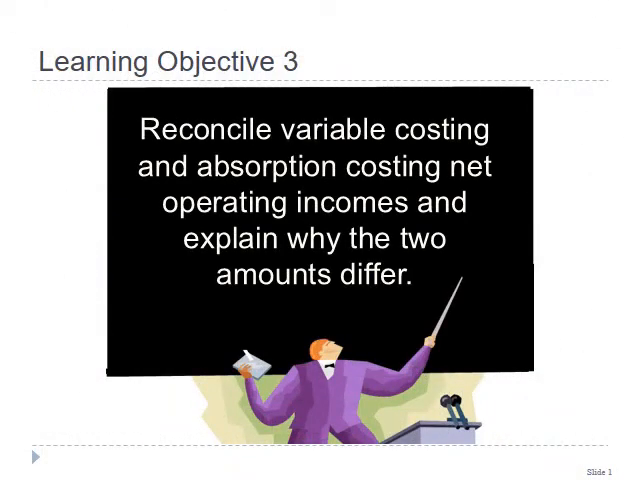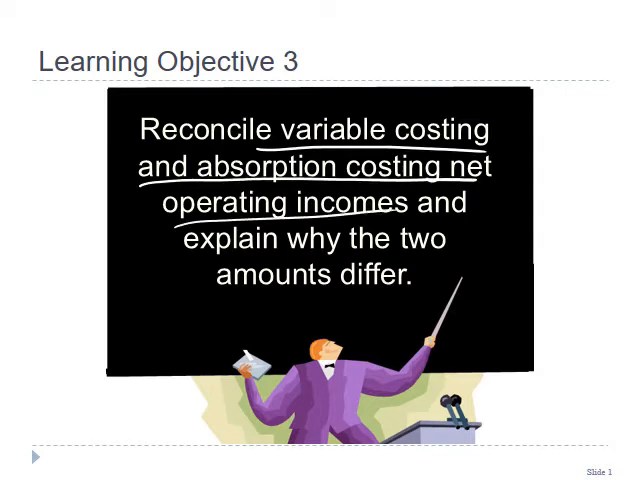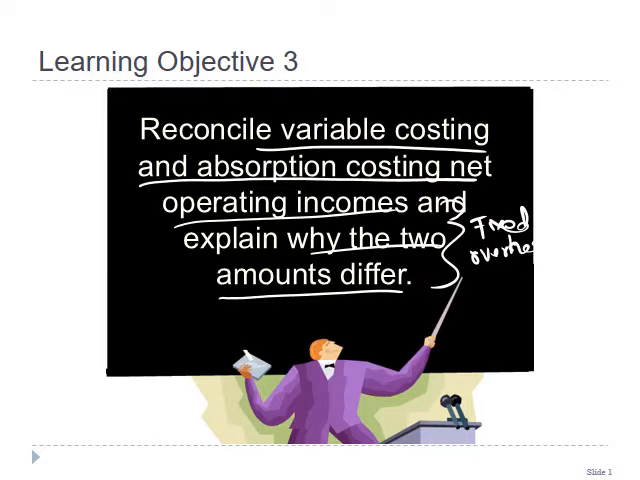So here comes the reconciliation part. Reconcile variable costing and absorption costing net operating incomes, and explain why the two amounts differ. Well, a little taste we just had in our previous slide: it is mostly because of fixed overhead cost of ending inventory. So let's explore this one.